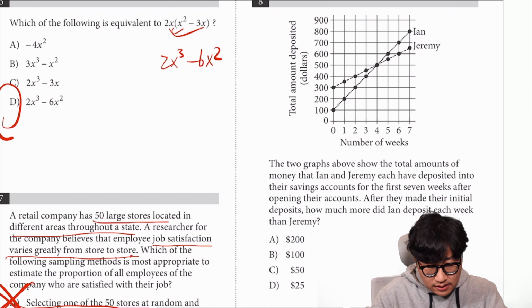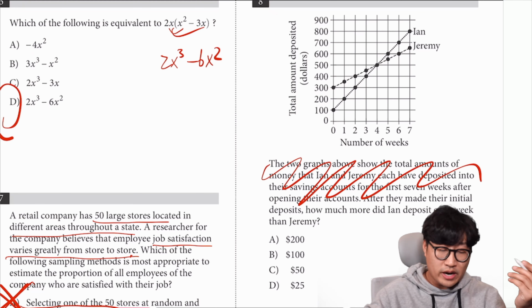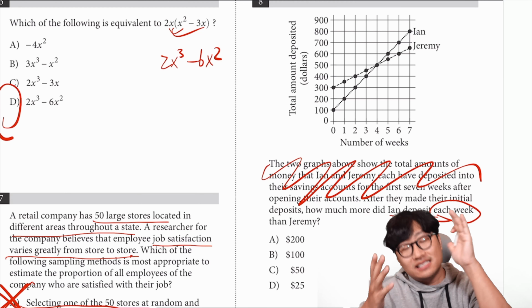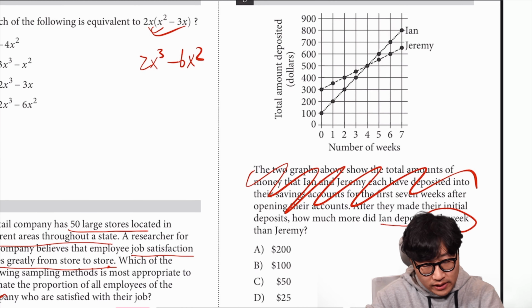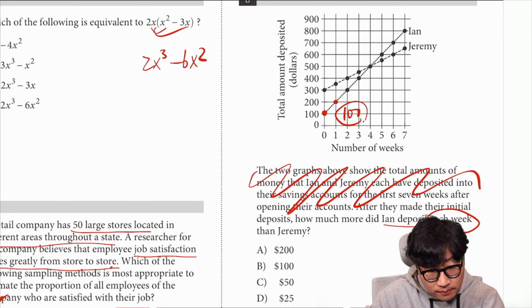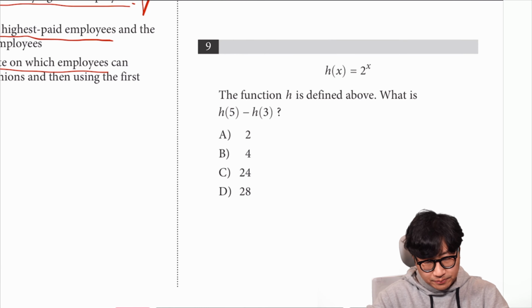Number 8. After they made their initial deposit, so after the y-intercept, how much more did Ian deposit each week? So we're talking about the difference in slope. If you look at it, Jeremy's got a slope of, well, every week he's putting $100, and then Ian's got, oh no, that was Ian, I'm sorry. So that's for Ian, and then for Jeremy that is $50. So how much more each week? $50.